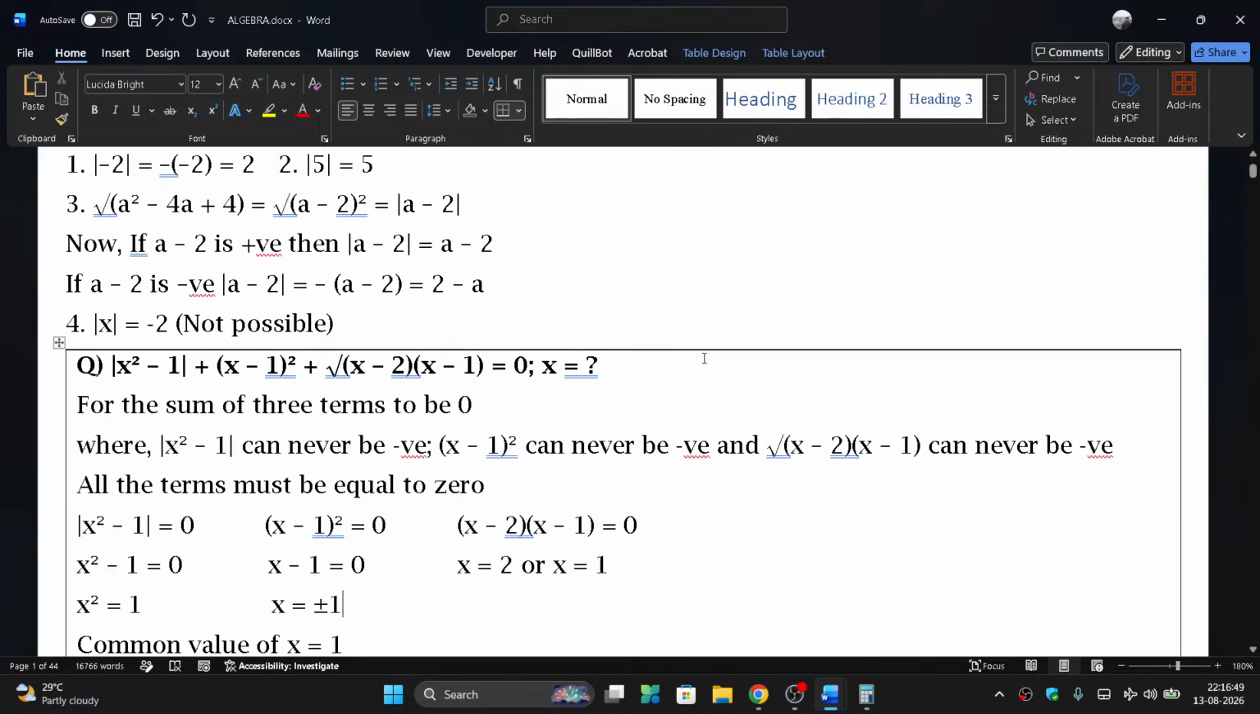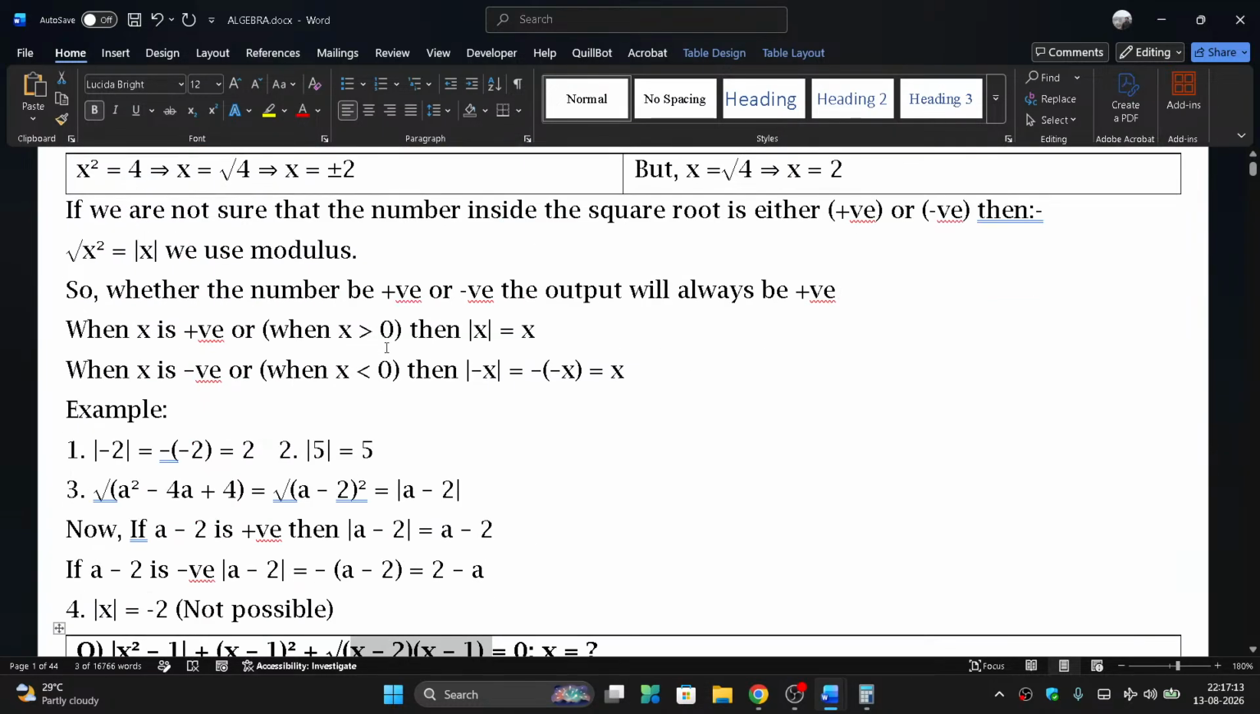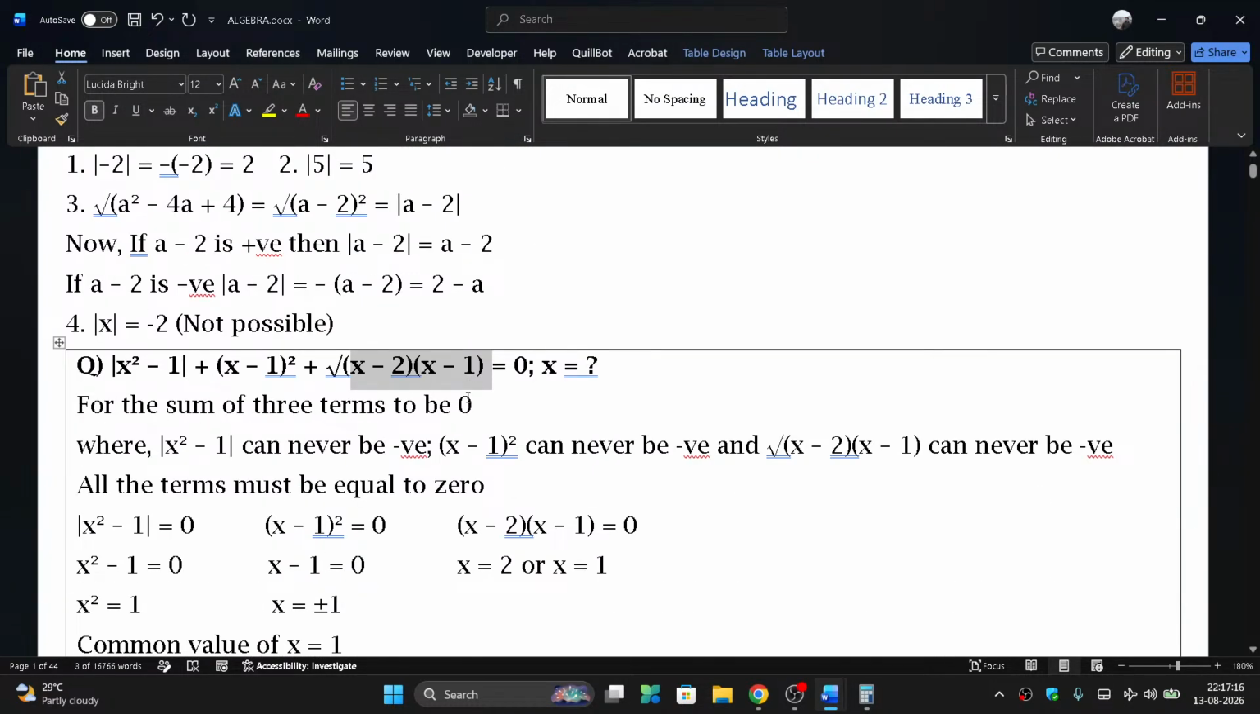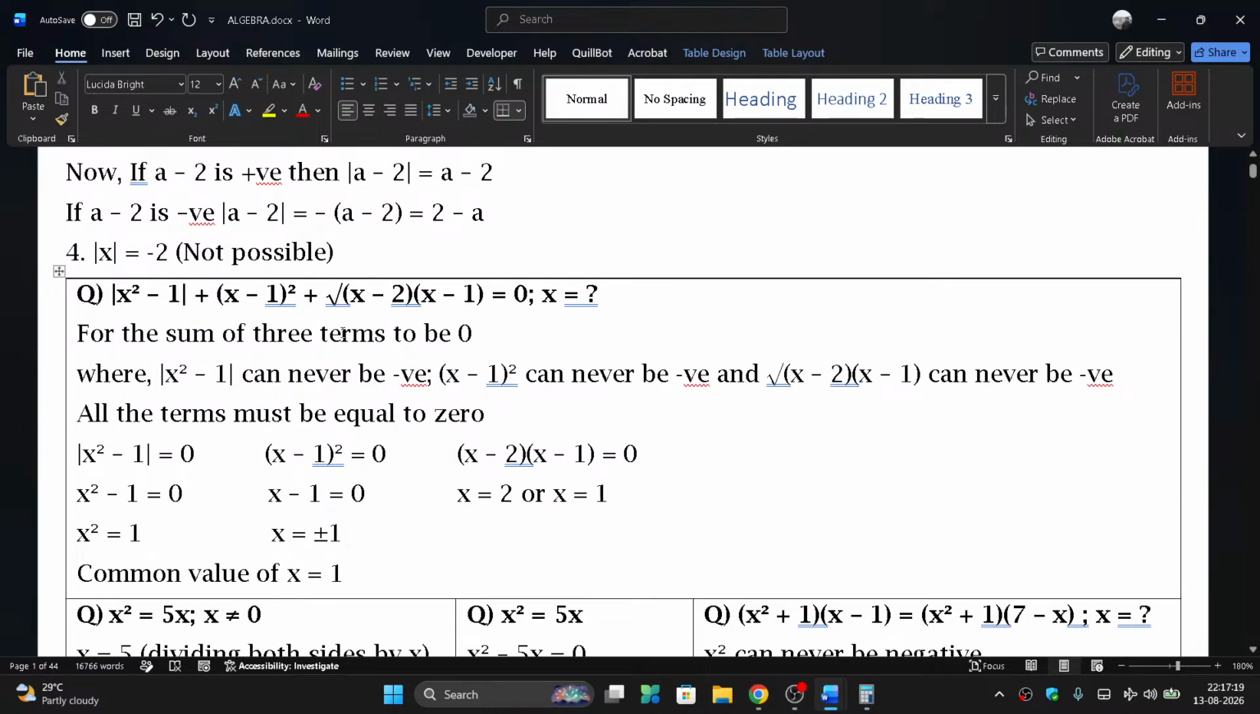So this cannot be negative because it's inside the modulus. This cannot be negative because it is a square of something, right? x minus 1 cannot be negative, and x minus 2 and x plus 1 can be negative. No, it's under root, right? So the root of any negative number is also positive if it is a perfect square. Okay, so all of them cannot be negative. All of them have to be positive. But if we consider the least positive number, that is 1, then 1 plus 1 plus 1 will be 3. So all of them should be 3, and so all of them should be 0.